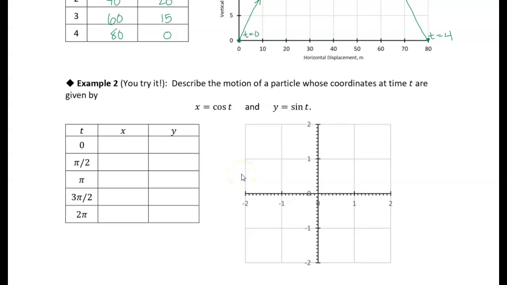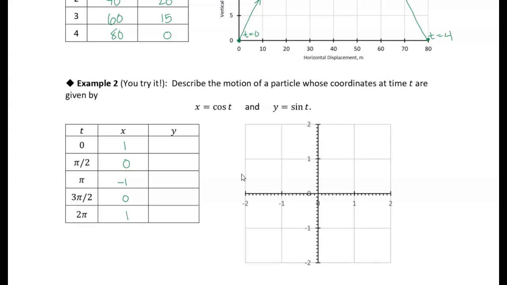All right, so hopefully you had a chance to try this on your own, but it's pretty straightforward, just plugging in values of t and getting values for x and y. If I plug in 0, cosine of 0 is 1. Cosine of pi over 2, we're up at 90 degrees, so we're at 0. At t equals pi, we're at negative 1. 3 pi over 2, we're back at 0. And for 2 pi, the cosine is 1 again.